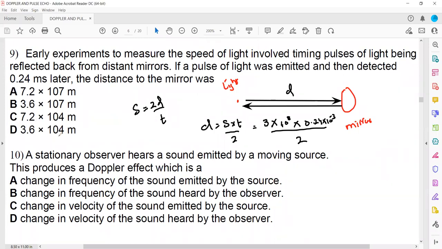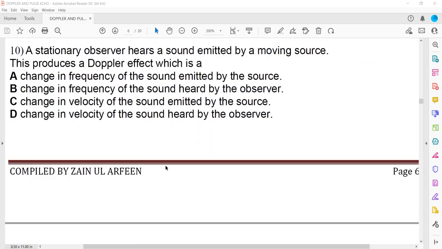it comes out to 3.6 into 10 power 4. These are exponents actually, it's not like 104, it is 10 power 4. When I convert the Word document to PDF, sometimes the exponents are changed. So this is actually a power. So 3.6 into 10 power 4 meters is the right answer. When there is a reflection, the speed is 2d divided by t. If there is no reflection, then speed is distance divided by time, as a wave does not accelerate within the medium.